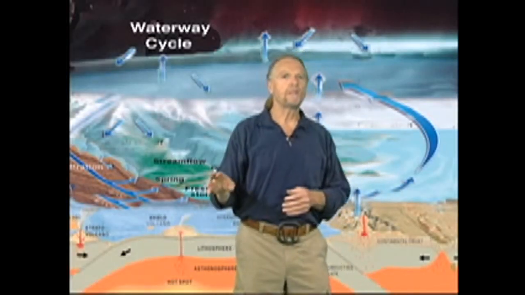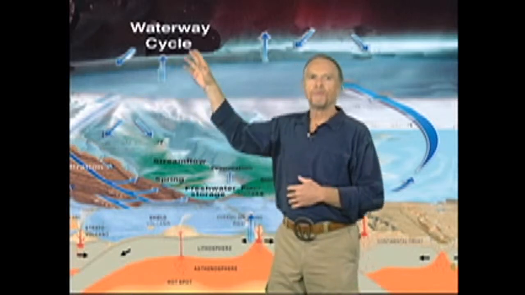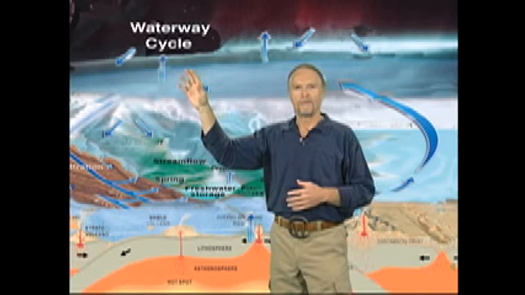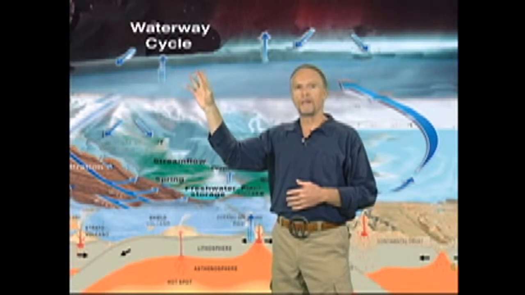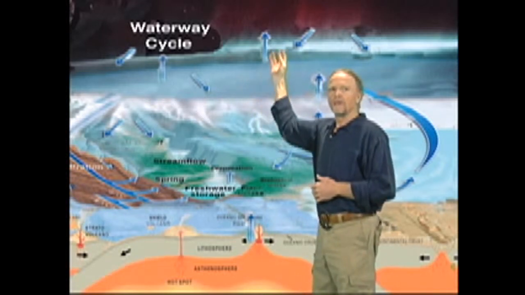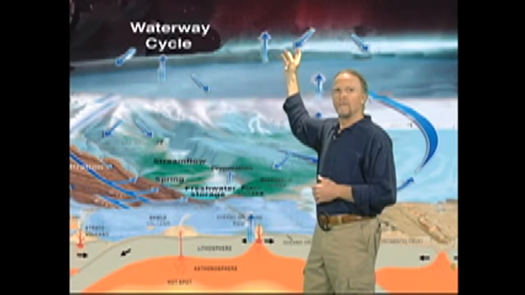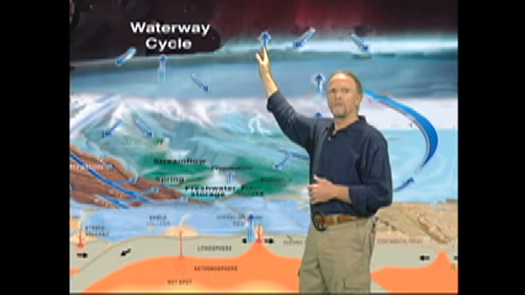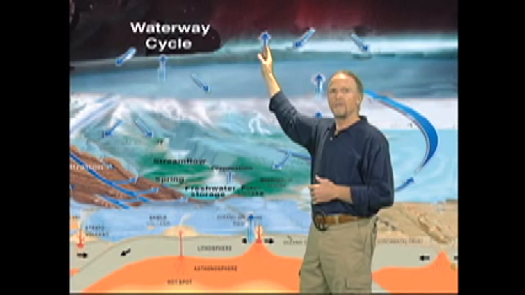So we call this the waterway cycle. Again, it's called the waterway cycle to differentiate it from the old water cycle definition. The waterway cycle, here we are gaining water from outer space, from meteorites, and from comets. Here we are losing water to outer space in the upper reaches of Earth's atmosphere.